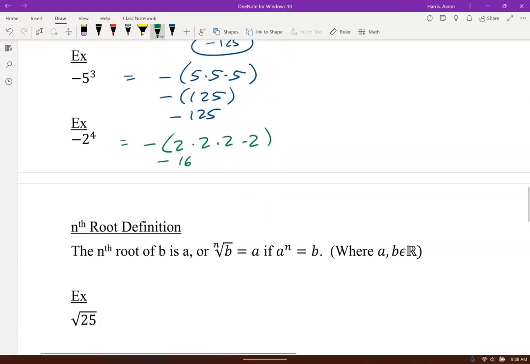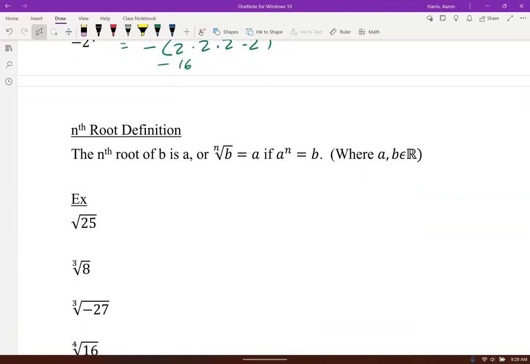All right, how about the nth root of b? The nth root of b equals a means that a to the n equals b. So for example, let's take a second root of 16. What's the square root of 16? You guys say, well, I know that's 4. What that means is the square root of 16 is 4 because 4 squared is 16.